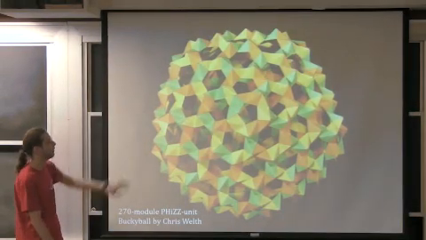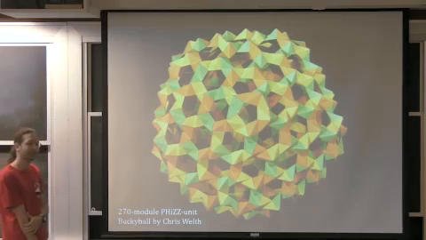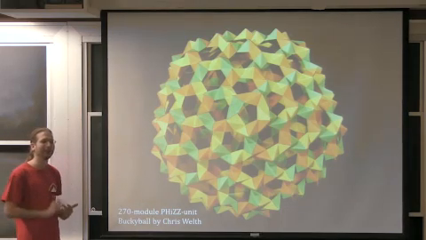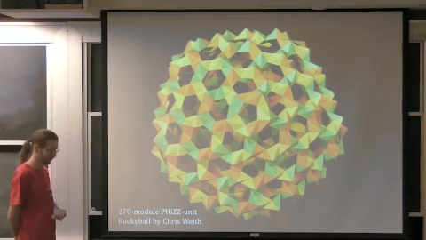Here's a big example of a PHiZZ unit construction. So this is 270 units. Take a long time to fold, probably. And even more time to weave them together. That's usually putting the last piece in is the hardest.